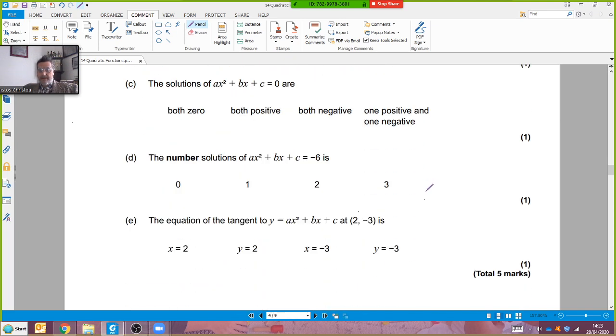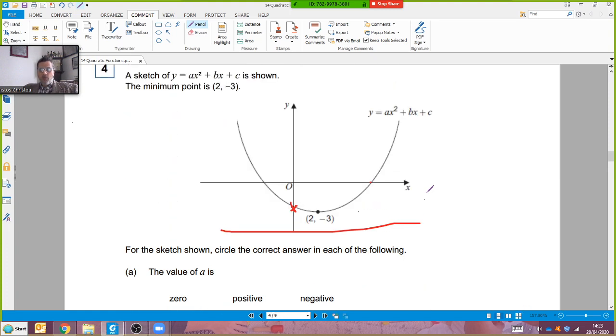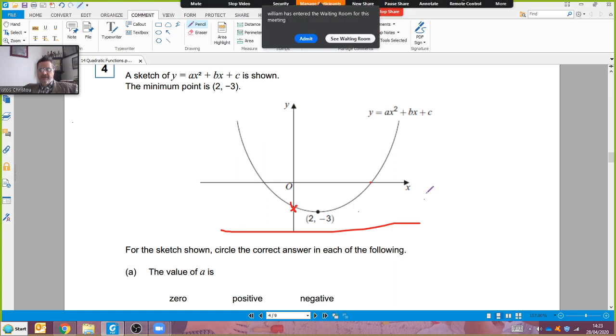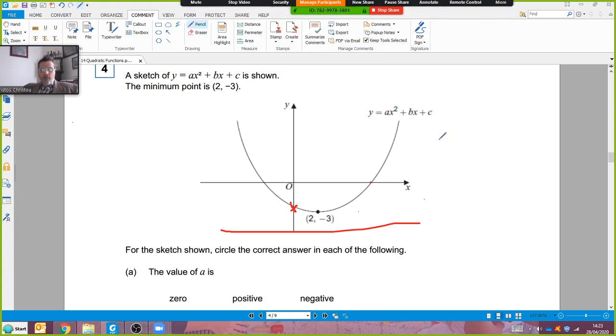What's this all about? The equation of the tangent to that graph at 2, minus 3. Oh, that's easy. What's the equation? Have we done tangents yet? We've done it in velocity-time graphs. But anyway, let's get Wood back in.